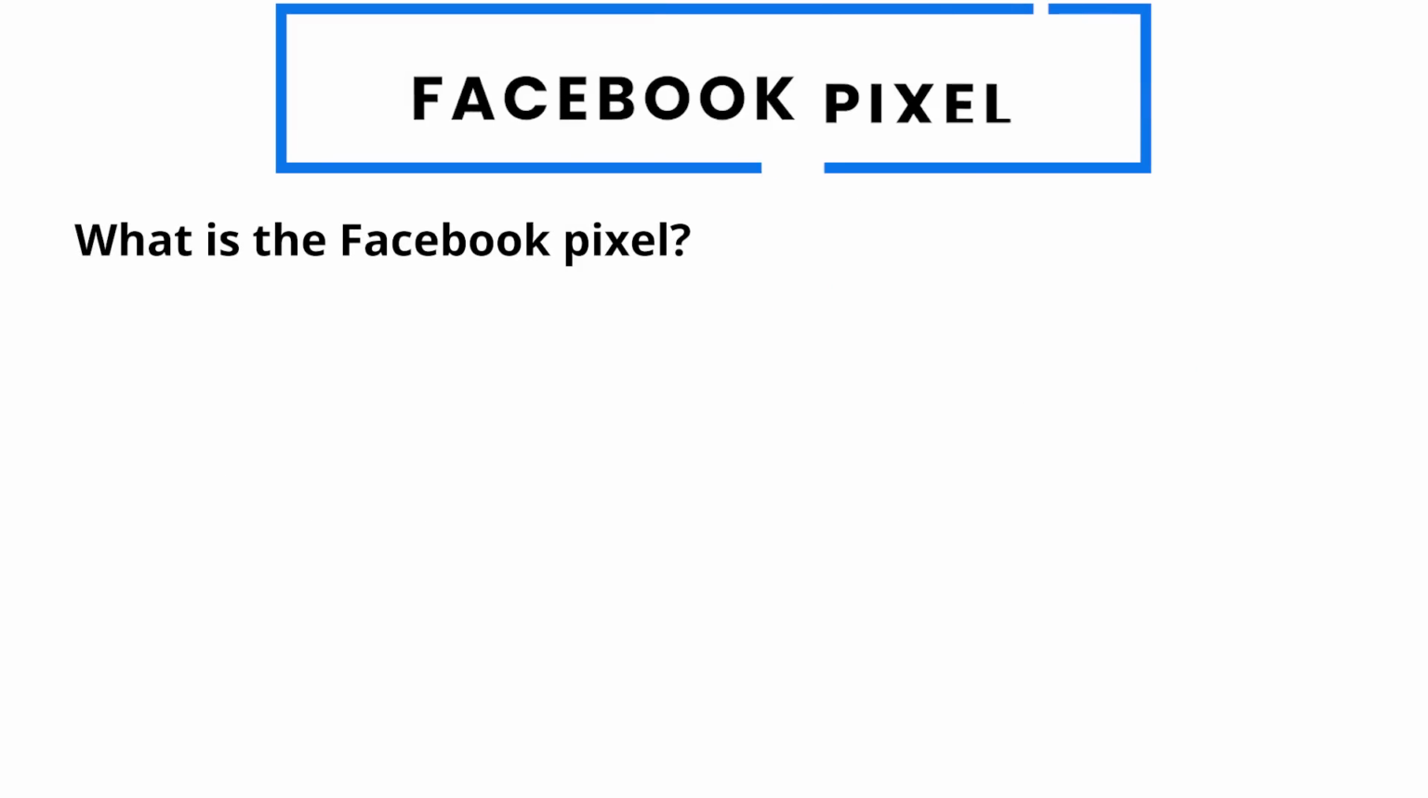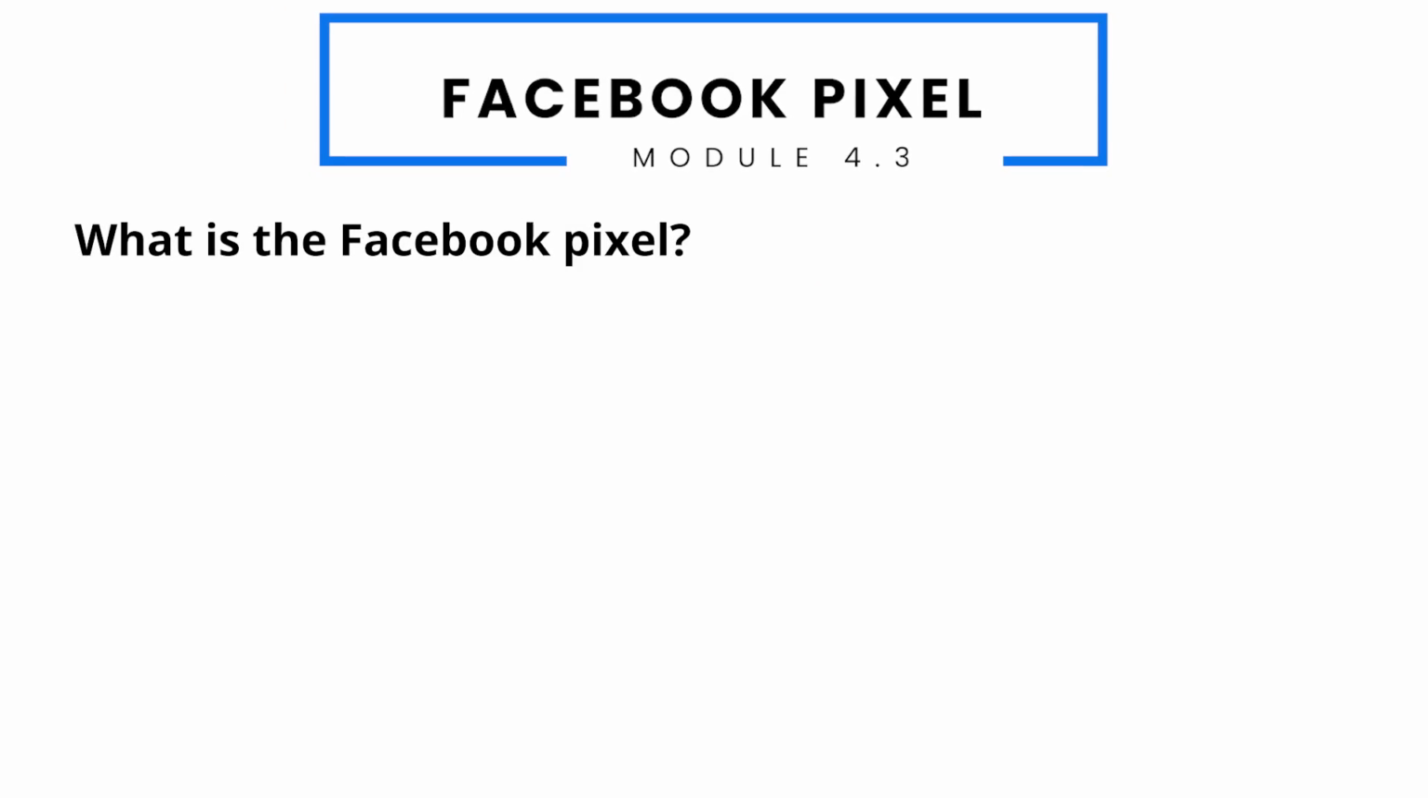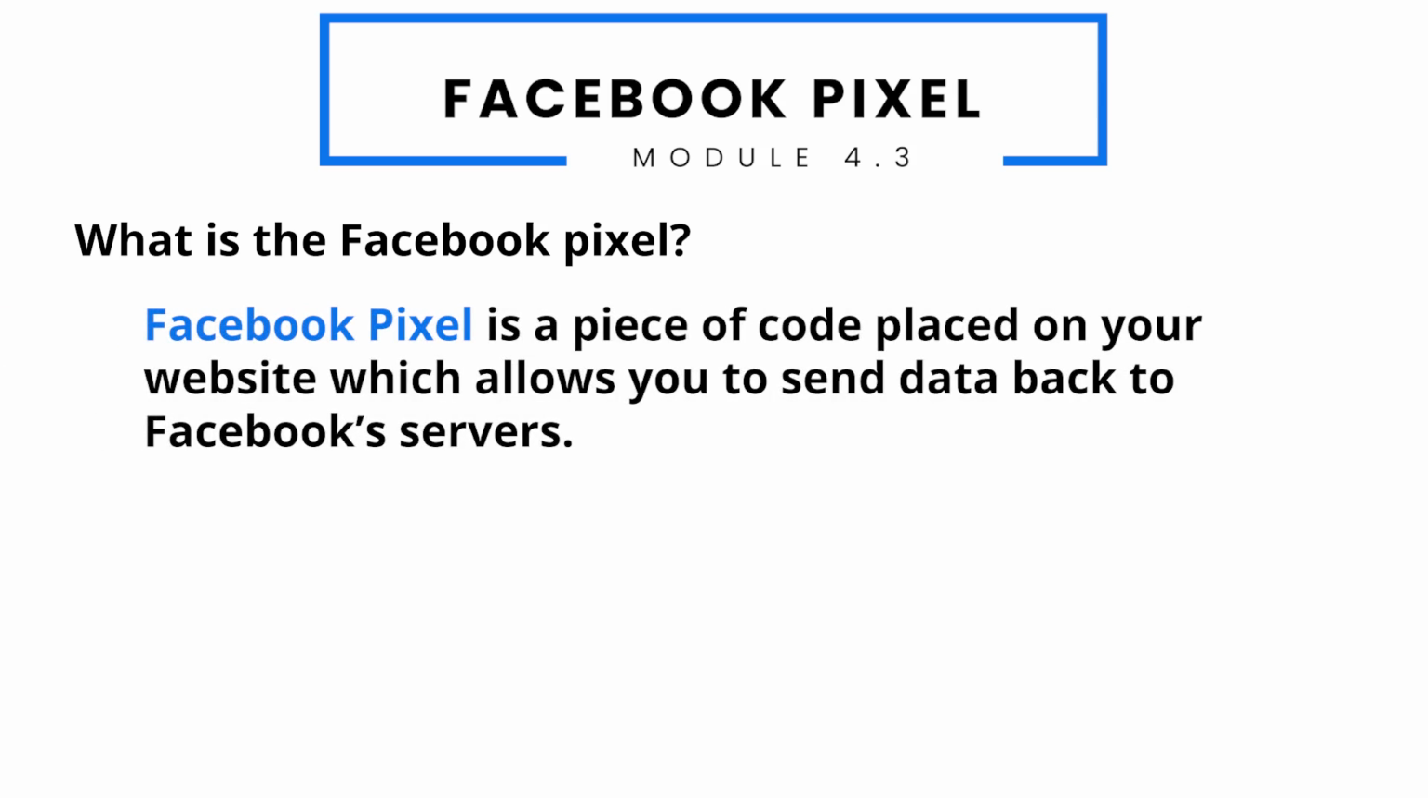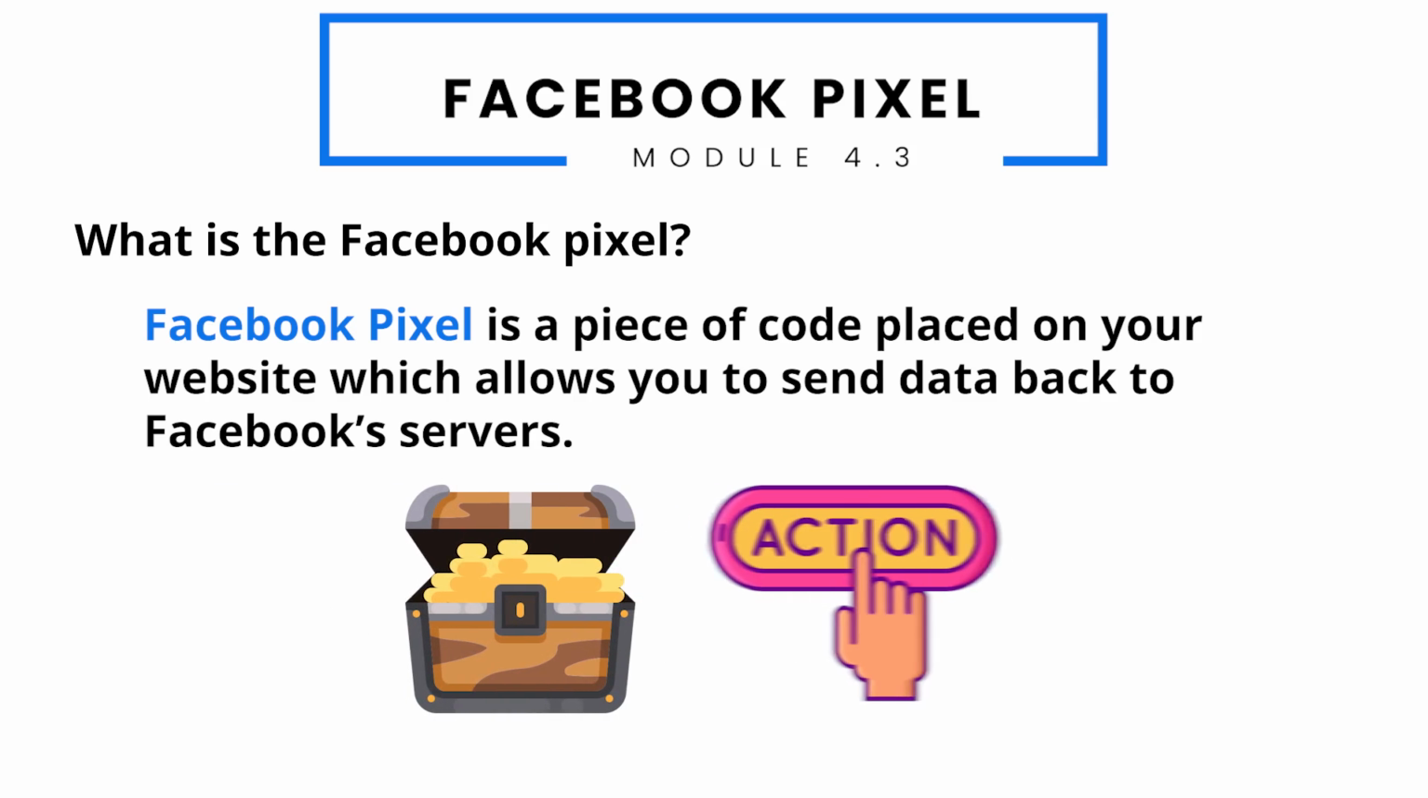So there seems to be a lot of confusion amongst beginners when it comes to what the Facebook pixel actually is. But when you get down to it, it's actually incredibly simple. The Facebook pixel is a piece of code that you place on your website which allows you to send data back to Facebook servers when someone takes a meaningful action on your website.